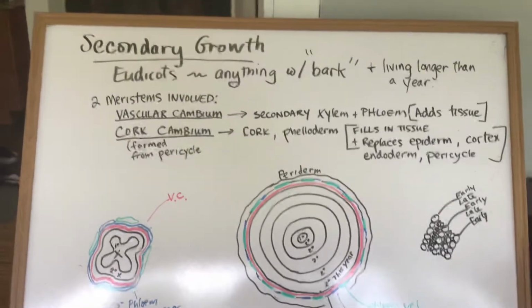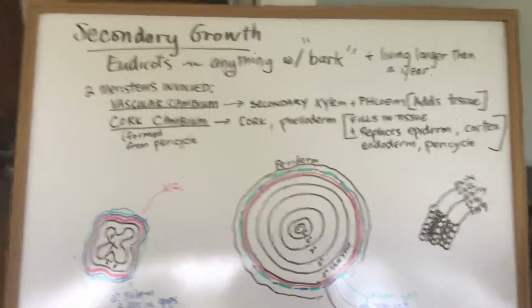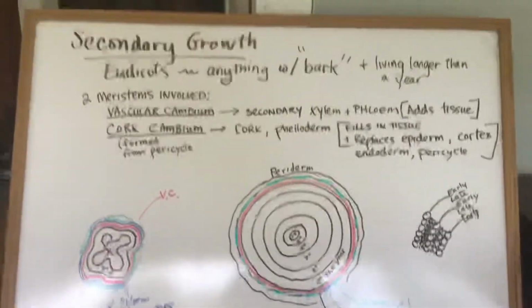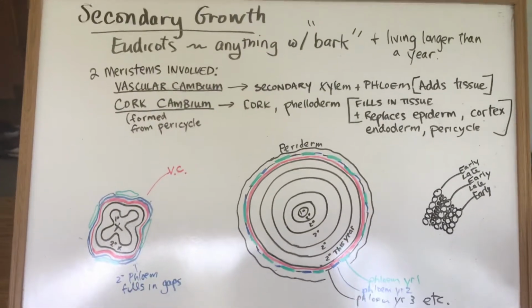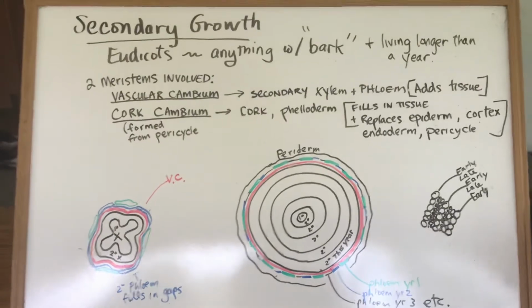Right, now we're going to talk about secondary growth. Secondary growth occurs in eudicots. It's basically bark. It's going to be creating the structures that allow a plant to grow year after year. So these are plants that are growing year after year.